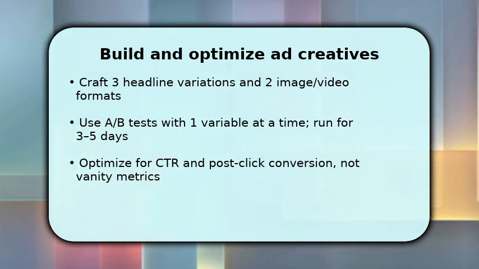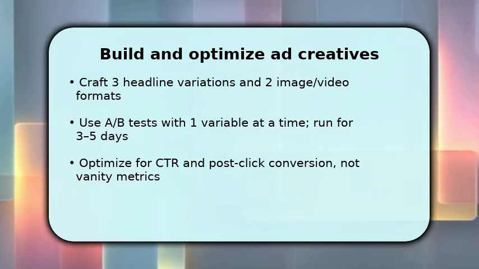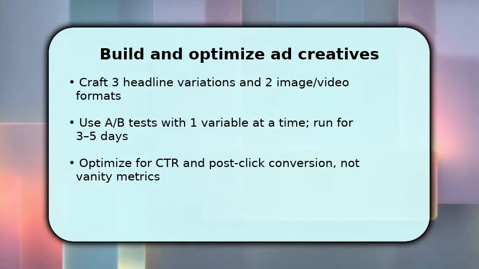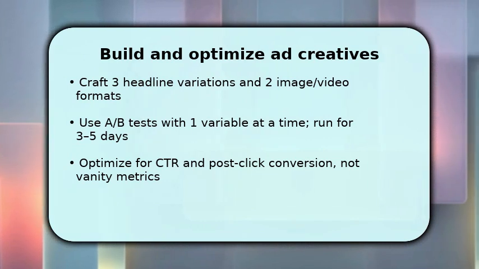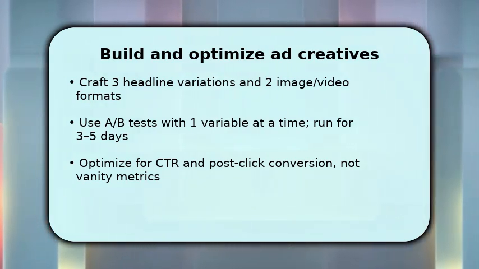Launch A/B tests changing only one element at a time and run them for 3 to 5 days to reach statistical signals. Monitor click-through rate and post-click conversion, then shift budget to winners. Also refine landing copy and loading speed to improve conversion efficiency.